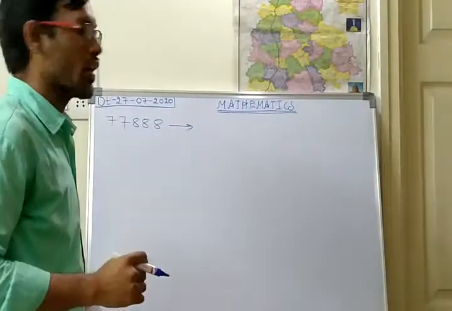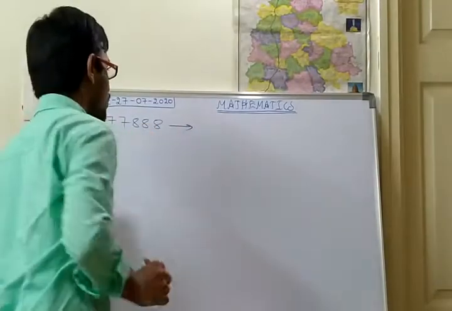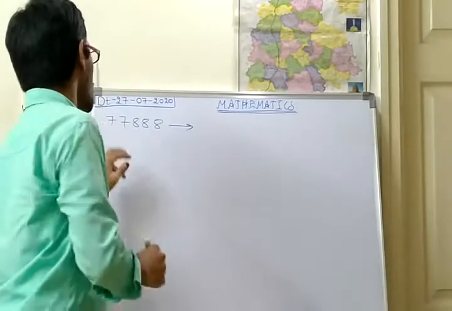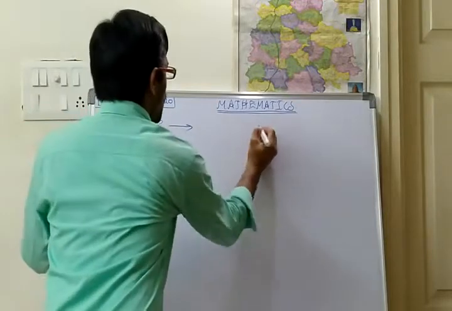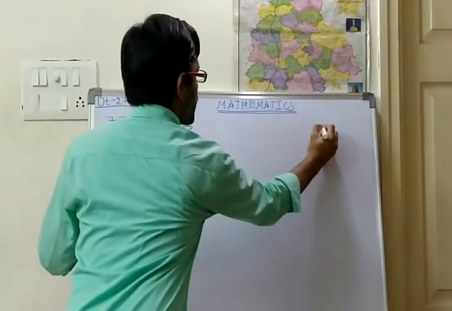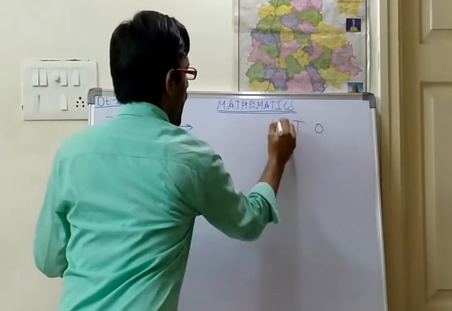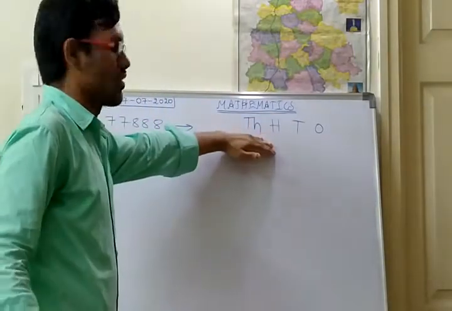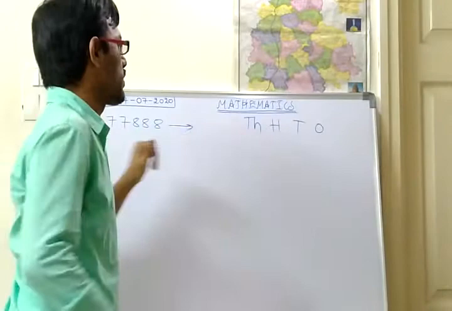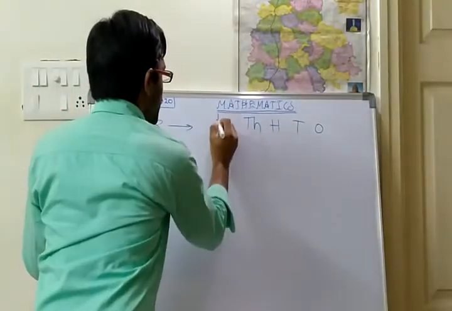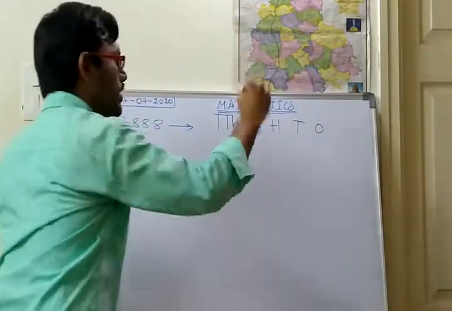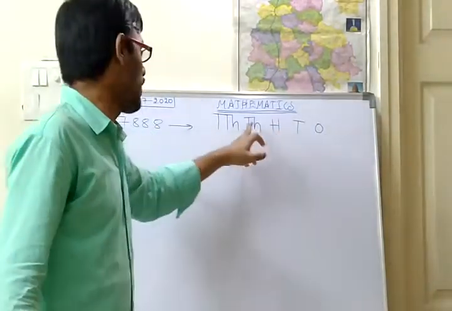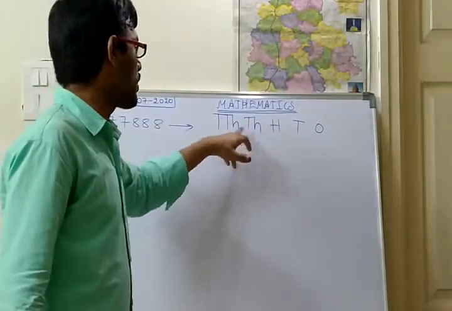Okay. So here first of all, what are the places given in this number? We have to identify. 5 digits are there: ones, tens, hundreds, thousands. Up to thousands is 4 digits. So what is the next place? Next place is 10,000. Ones, then tens, then hundreds, thousands, and after thousands it will become 10,000.